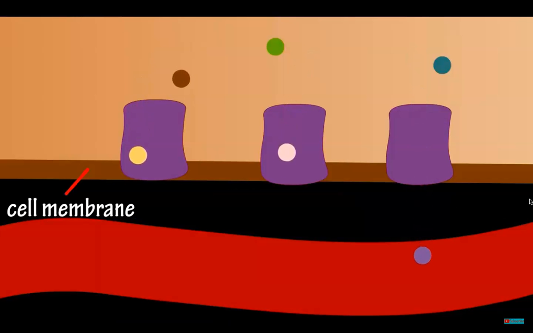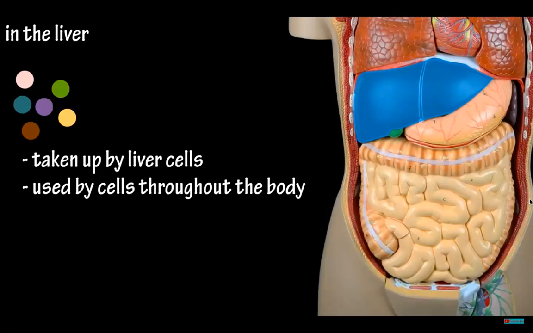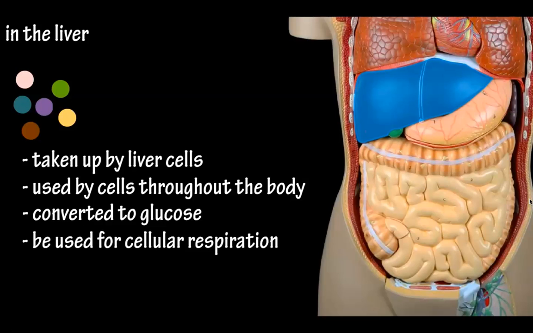On the other side of the intracyte cells, the amino acids are transported out of the cell into blood, where they then travel to the liver. Some of the amino acids will be taken up by liver cells, some will be used by cells throughout the body as building blocks of new proteins, and if there are excess amino acids, they can be converted to glucose, or they can be broken down and used as fuel for cellular respiration.